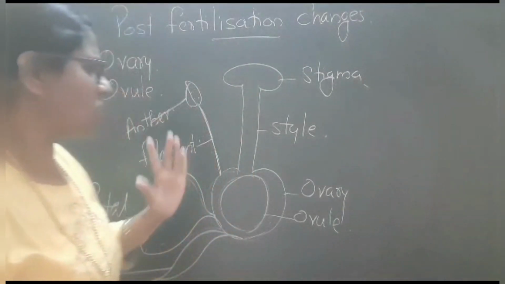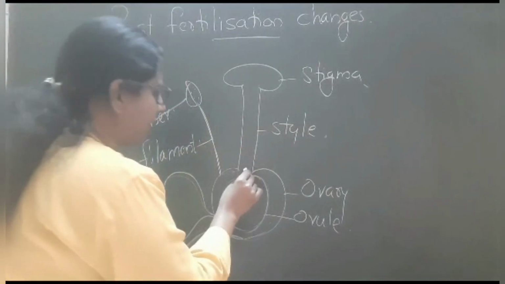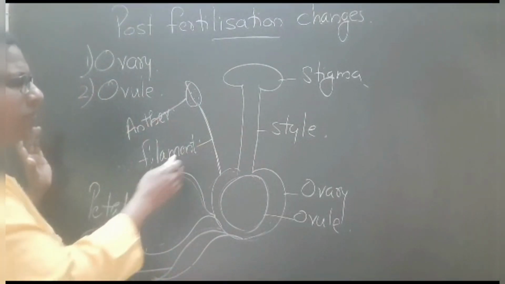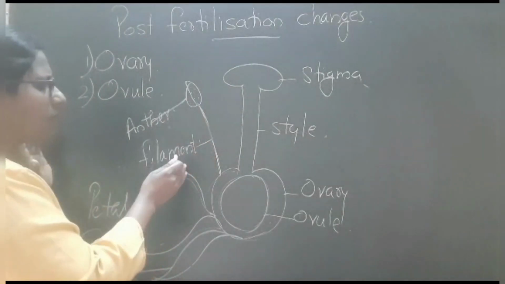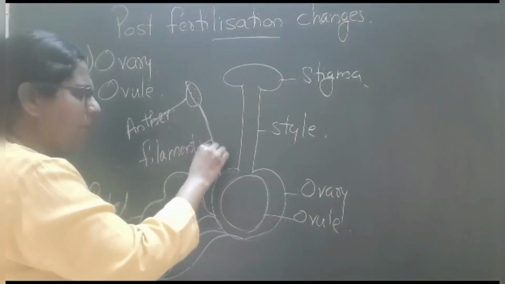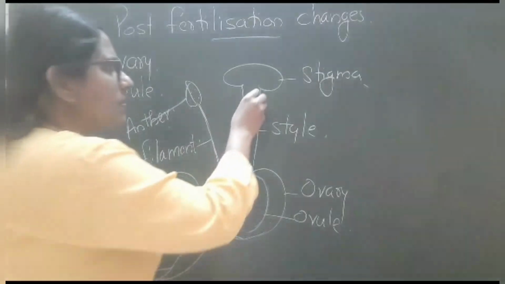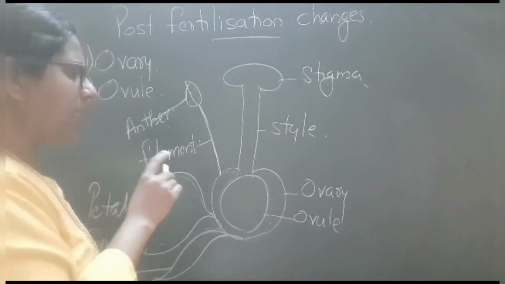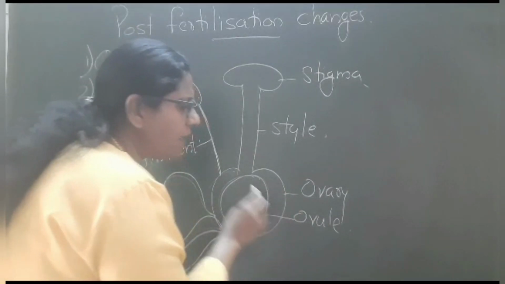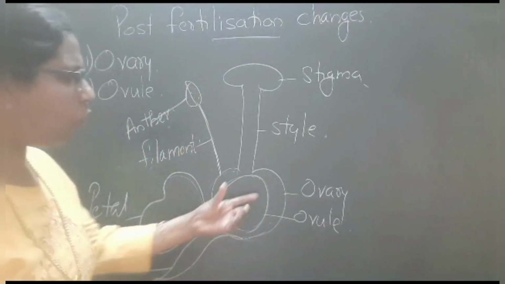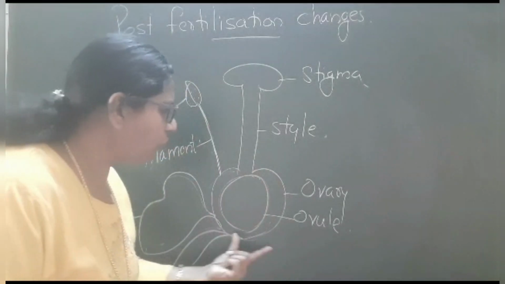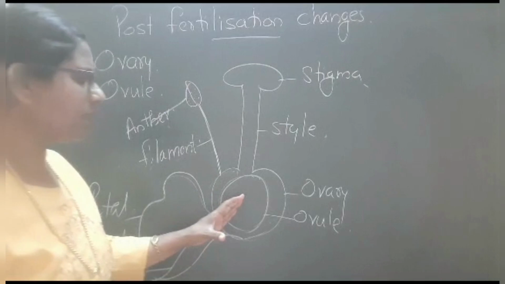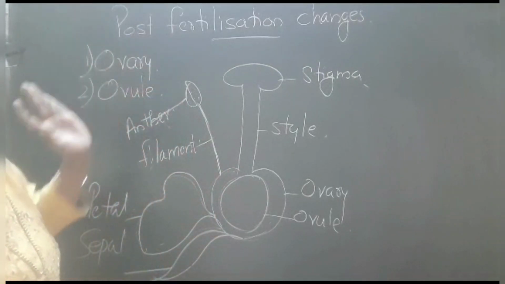After the fertilization, sepals will fall off, petals will fall off, the stamen, anther and filament together called stamen, that also will fall off. Stigma will fall off, style also will fall off. Then remaining ovary and ovule. This ovary turns to fruit, ovule turns to seed. Those are the changes that take place after fertilization.